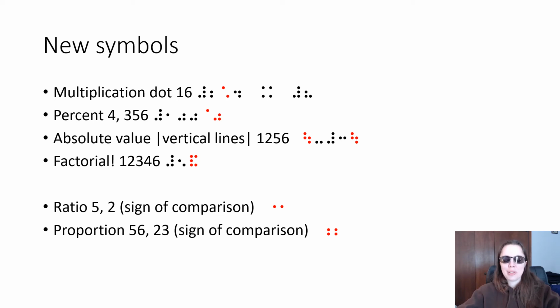In these grades, students may also learn comparisons such as ratios and proportions. These are signs of comparison, and so they are built on the right-hand prefix of the cell and then a left-hand root, just like the equal sign is with its 4, 6, 1, 3. Ratio is dots 5, 2, and proportion is dots 5, 6, 2, 3. So they're all two cells, and they're the adjacent sides of the cell.